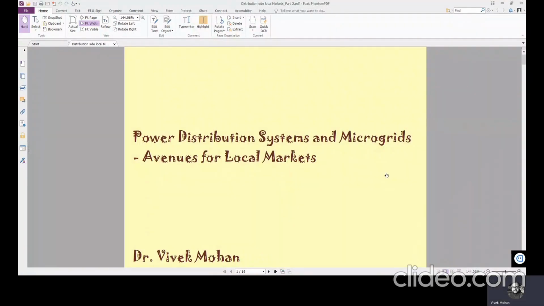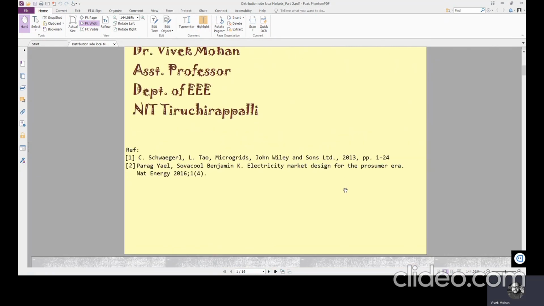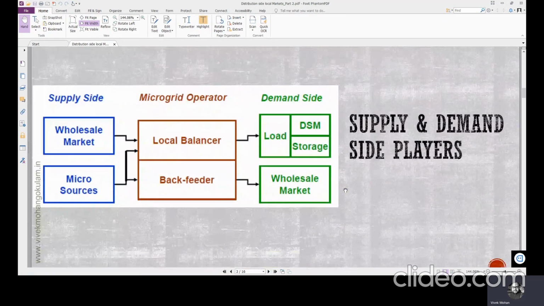Hello friends, in this lecture we are going to continue with the different market models of microgrids. Before moving on to the different market frameworks, we'll just see the supply and demand side players of the microgrid.